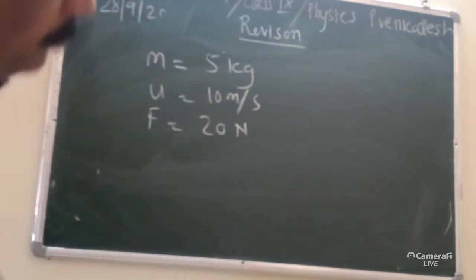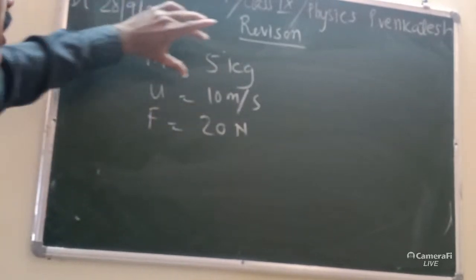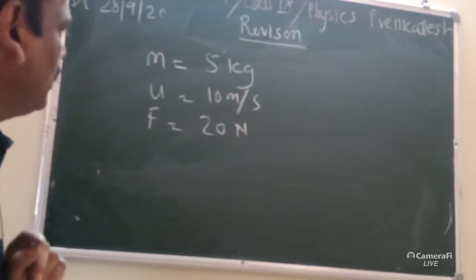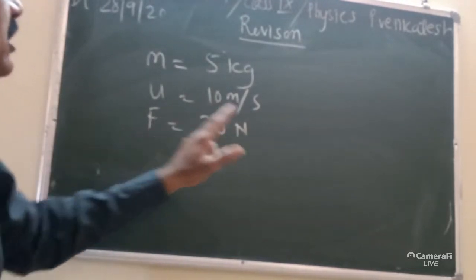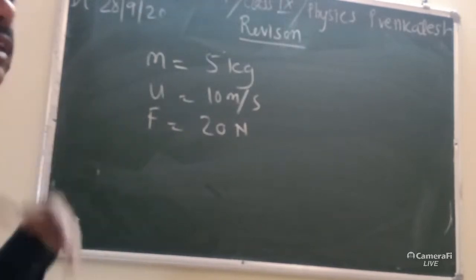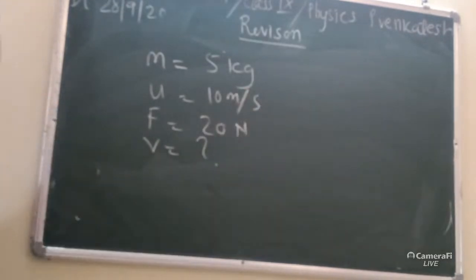See here, a body of mass, it was moving with a speed, means initial velocity is 10 meter per second. Okay, force is 20 newtons. Now what will the velocity, means you have to find final velocity, v equal to question mark here.